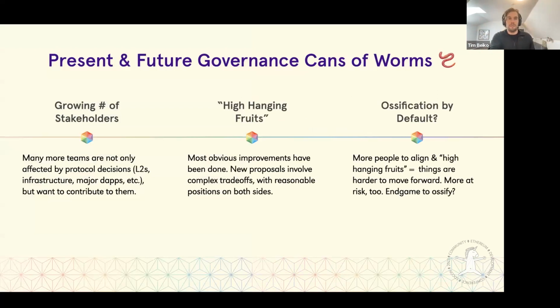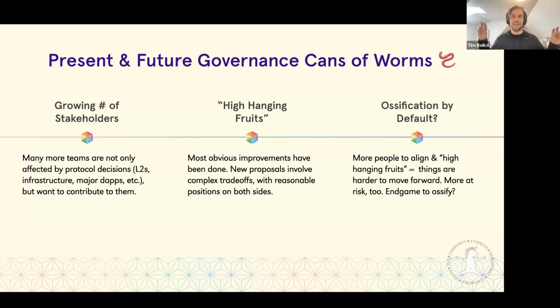And so I'll wrap up with some of my thoughts on where we're going from here and what I've seen over the past couple of years. One thing I think is interesting is there's more and more people who have a seat or want a seat at the table. There's a lot of teams that are not only affected by changes to Ethereum because they've built businesses or protocols on it, but that also want to help shape things. So L2s, infrastructure, major dApps, we mentioned Uniswap earlier, they want to contribute. So there's many more people getting involved in this. And then in parallel to that, a lot of the easy stuff has been done.